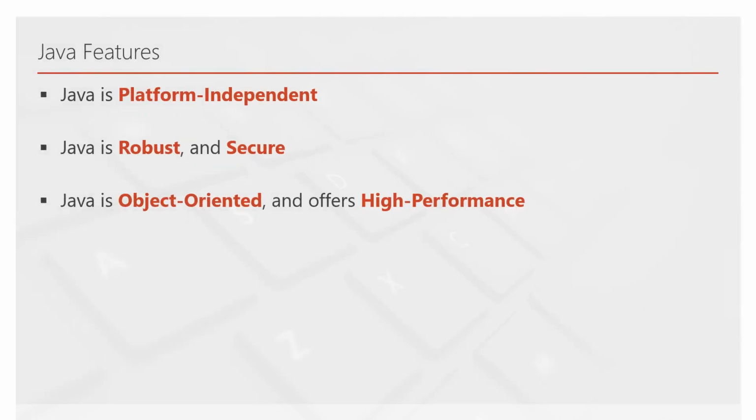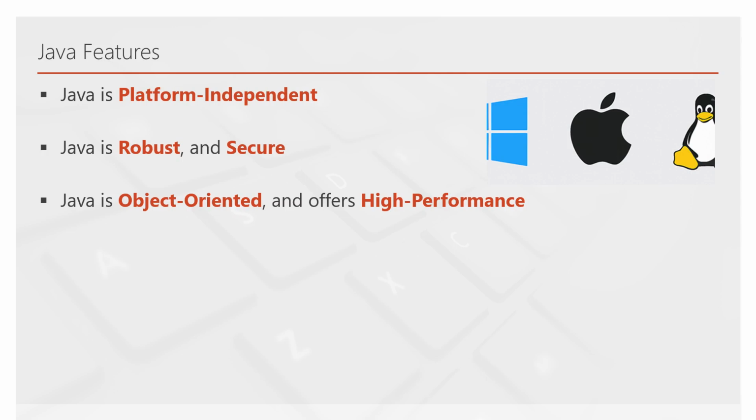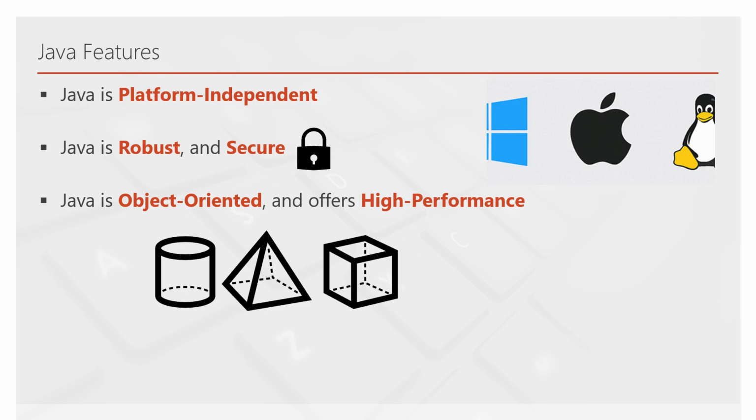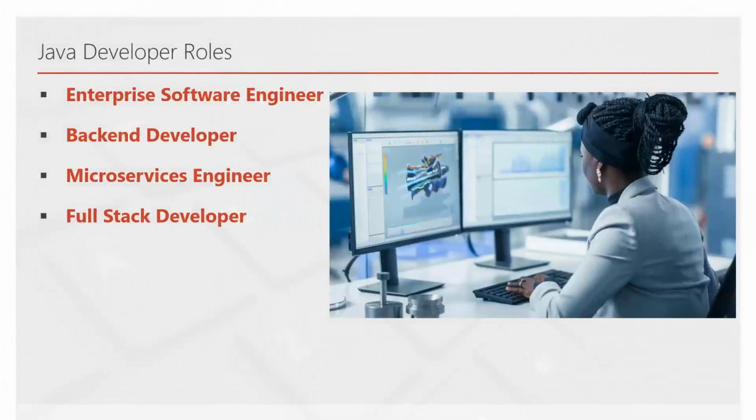Some features of Java are it's platform independent, meaning that Java applications can work on any operating system. Java is robust and secure, and Java is object-oriented and offers high performance. Some Java developer roles are enterprise software engineer, backend developer, microservices engineer, and full stack developer.